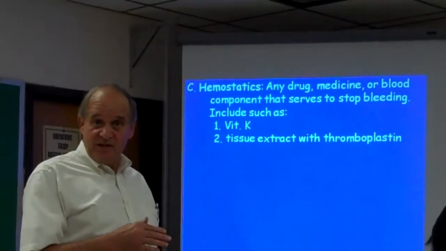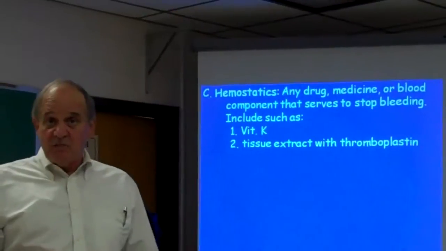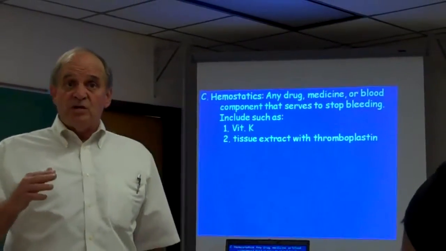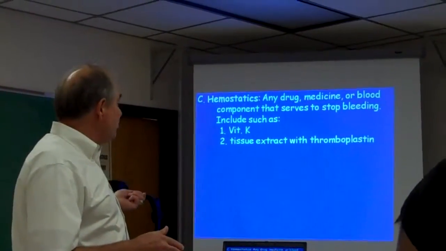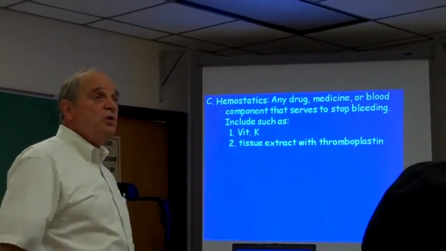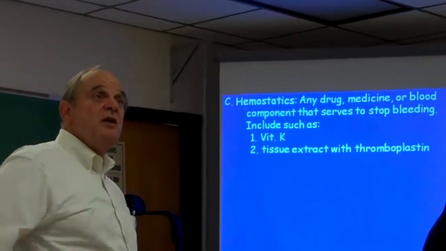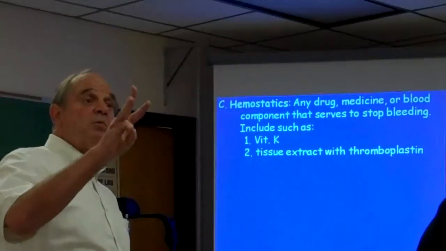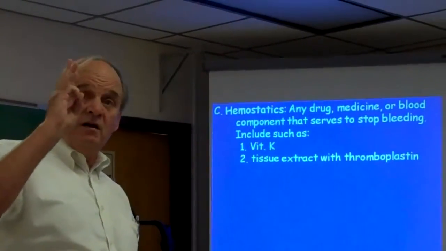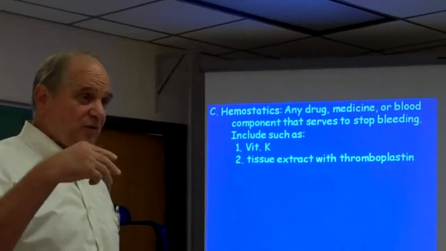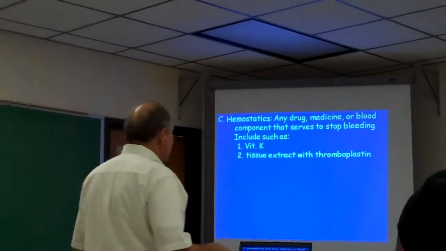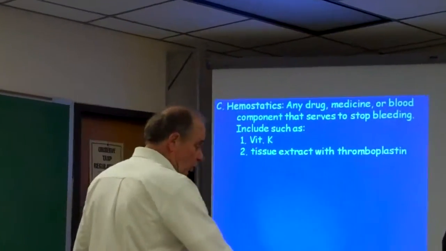7 plus calcium activates number 10, and so forth. So tissue extracts with tissue thromboplastin. What is thromboplastin? Fibrinogen, prothrombin, thromboplastin. Thromboplastin is clotting factor number 3. So that's why that. So tissue extract with thromboplastin, that will work.